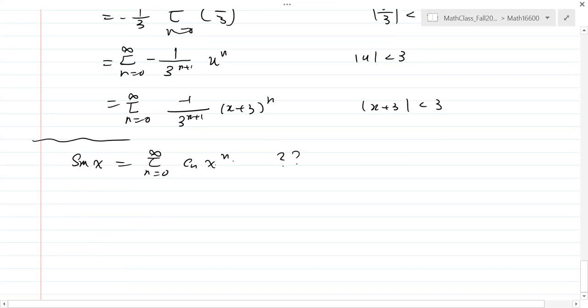If you can use Euler's formula, maybe you can solve the problem formally. There's a famous formula from Euler. It says that e to the i theta equals cosine theta plus i sine theta. Okay, so what does that mean?